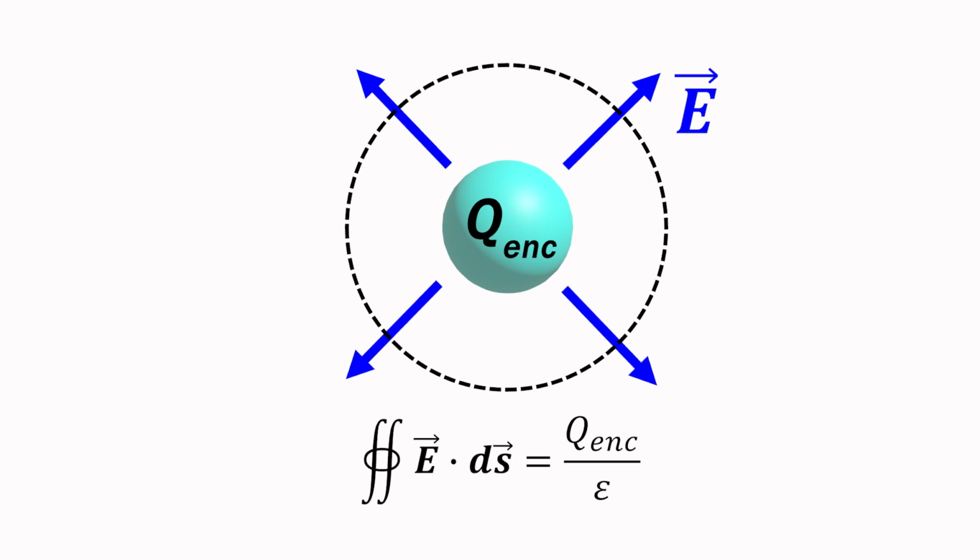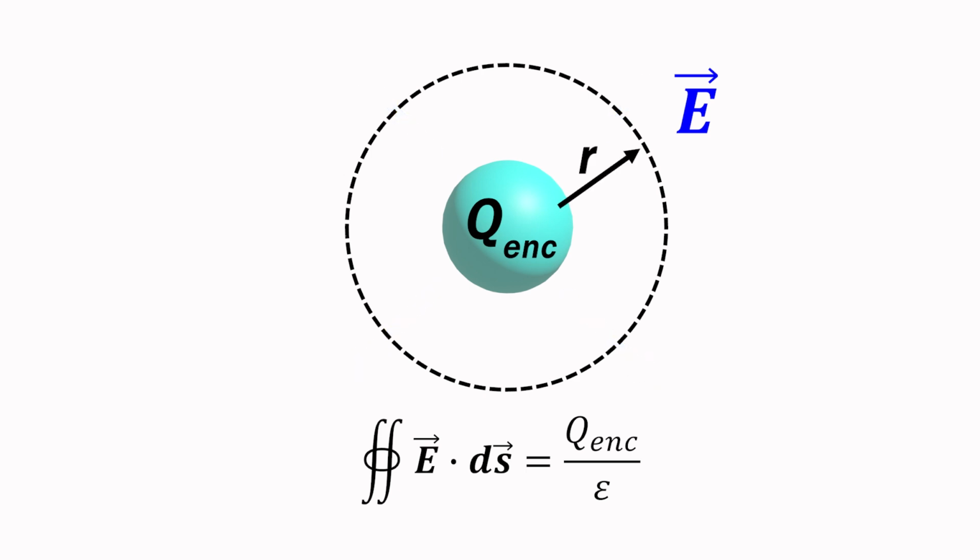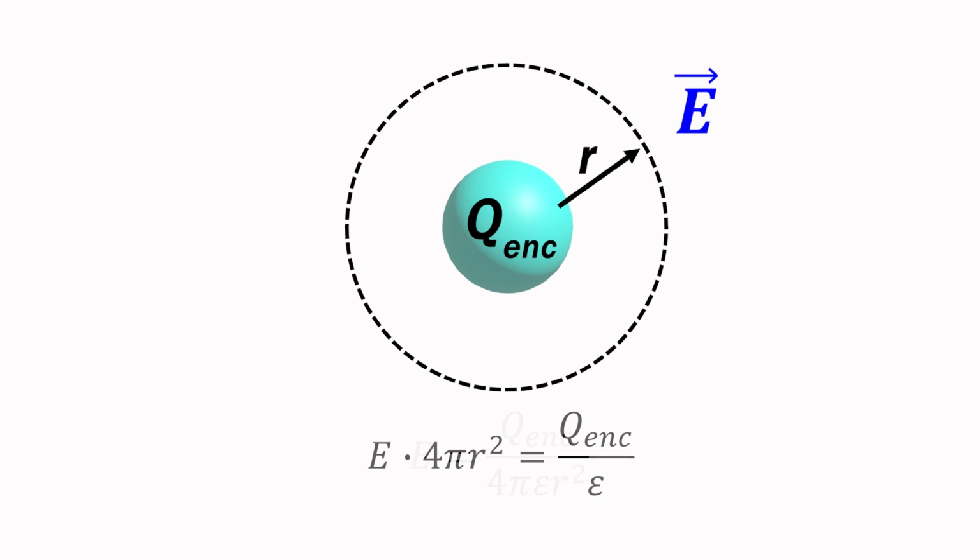We can use the geometry of a given shape to define the closed surface to simplify the integral as much as possible. For a small spherical charge, we can define our surface to be a larger sphere of radius r with the charge at the center, and the integral simplifies to the electric field magnitude at the distance r multiplied by the surface area of the sphere, 4 pi r squared. We then solve for E to get the enclosed charge divided by 4 pi epsilon r squared.